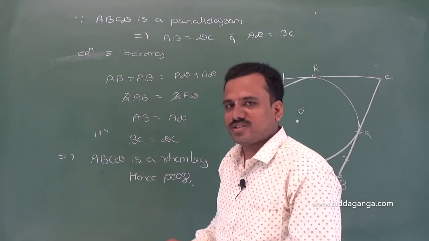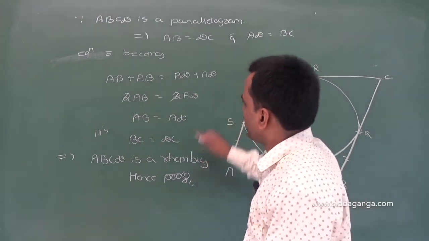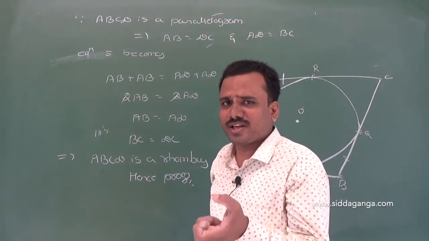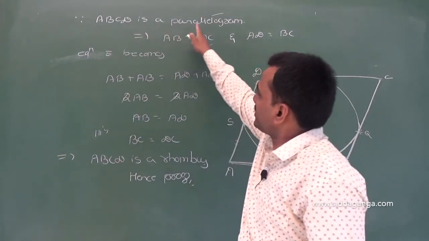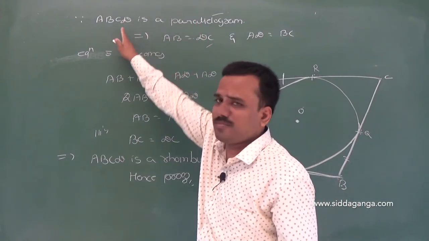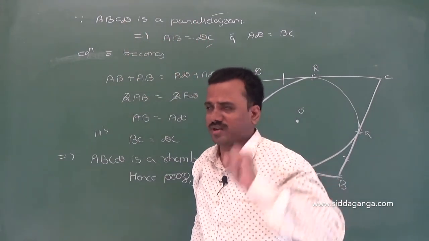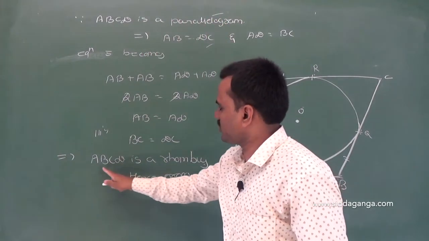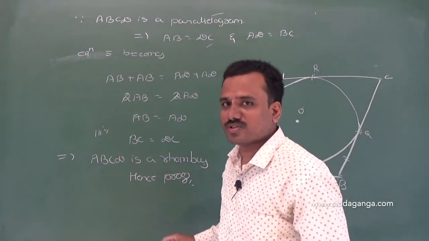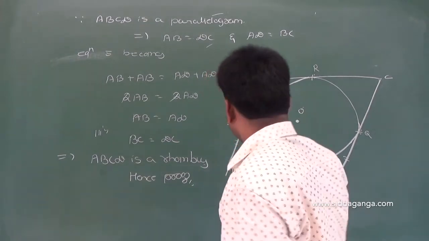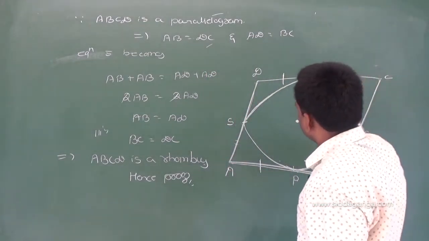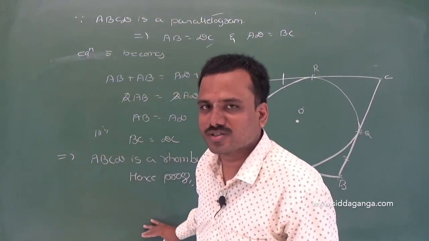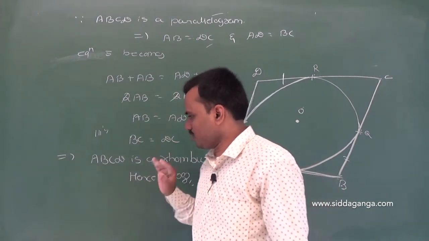So what we discussed in the 8th problem, the same up to this we covered. Just a little extension. In the 8th problem, he asked with ABCD a quadrilateral. But here ABCD is a parallelogram. Using this condition, we prove that ABCD is a rhombus. Rhombus means all sides are equal: AB is equal to BC is equal to DC is equal to AD. Hence, ABCD is a rhombus. Understand? So, we take one more problem.